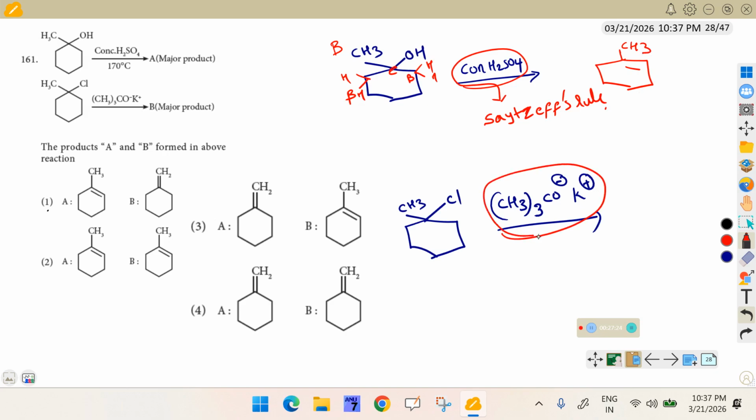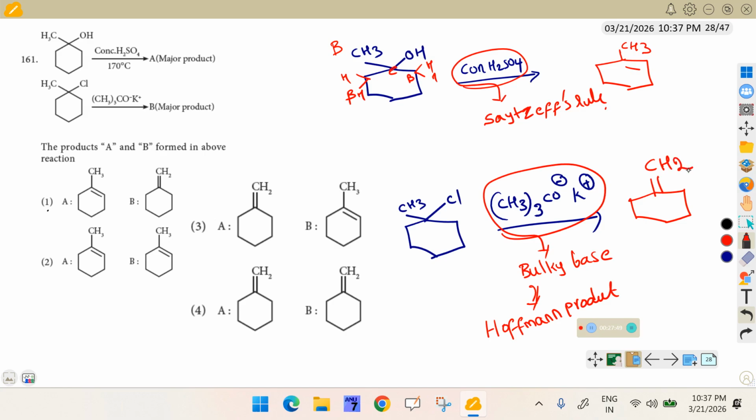CH3COO minus K plus is a bulky base. Dehydrohalogenation in the presence of a bulky base gives the Hofmann product as the major product. Remove a hydrogen atom from the beta carbon which contains more hydrogens. Based on that, the first option is the correct option.